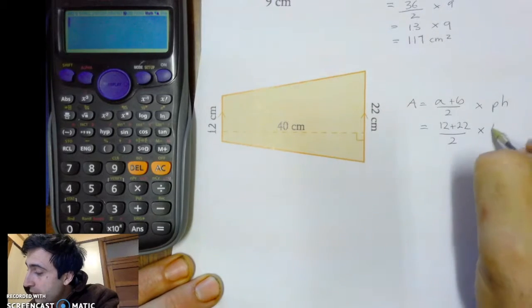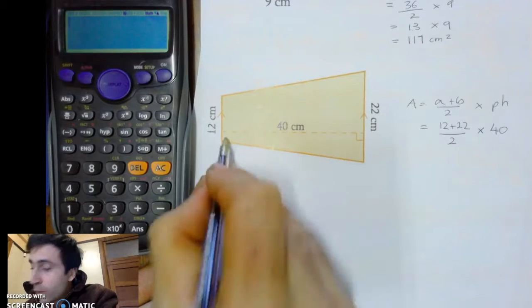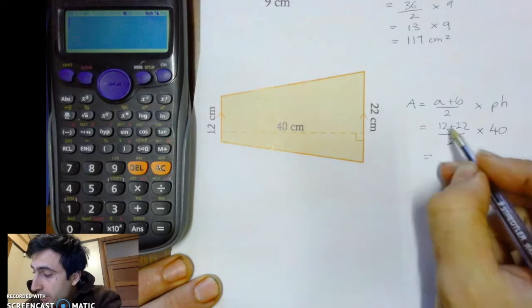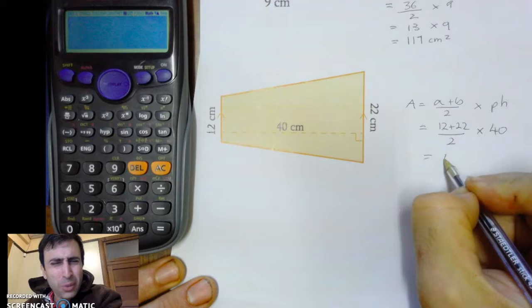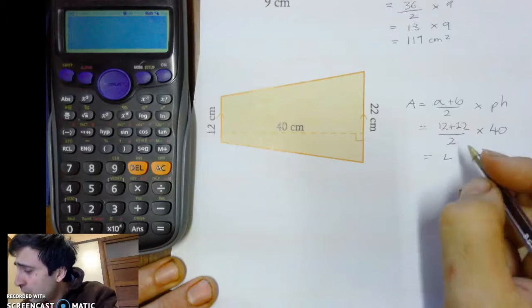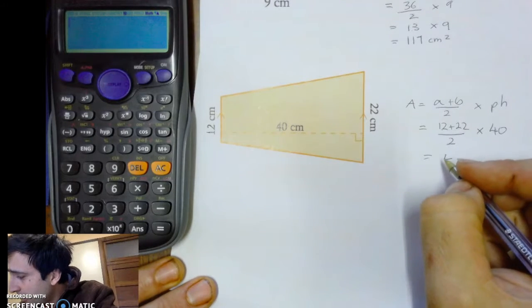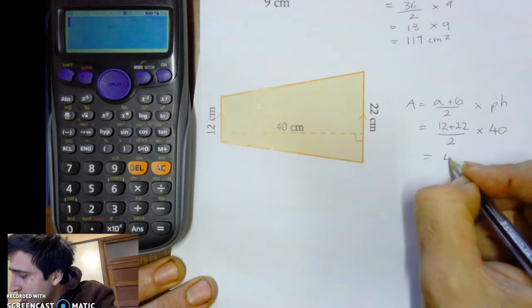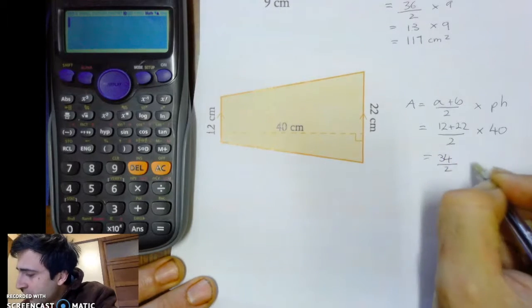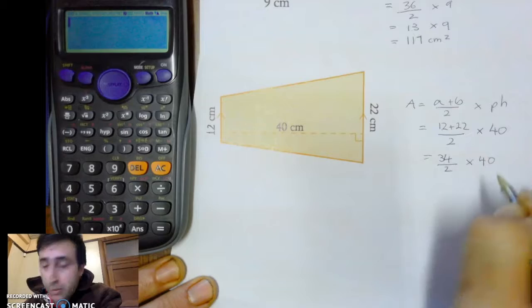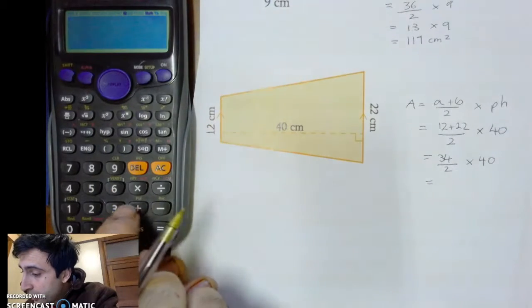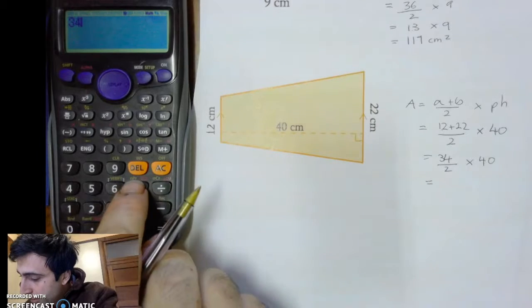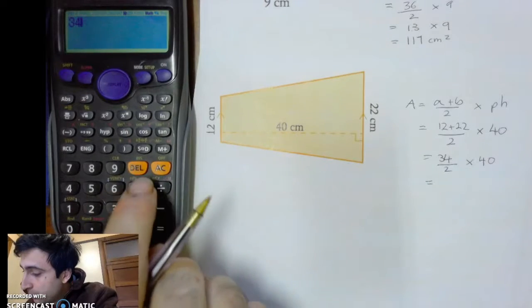So 40. 12 plus 22 is 40. What am I saying? What happened there? 12 plus 22 is 34 divided by 2 times by 40. Why am I doing this in my head when I've got a calculator right here? 34 divided by 2 times by 40.